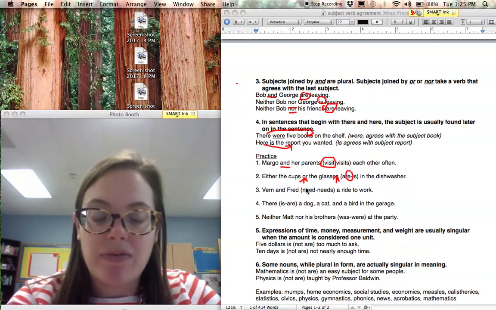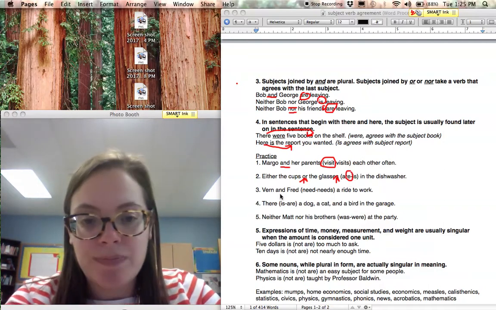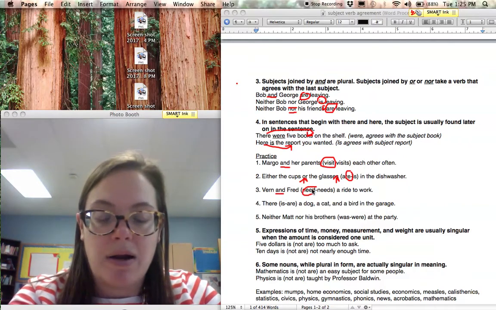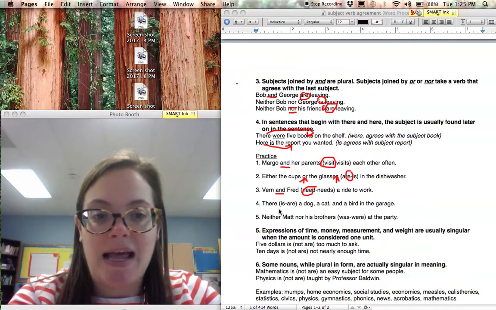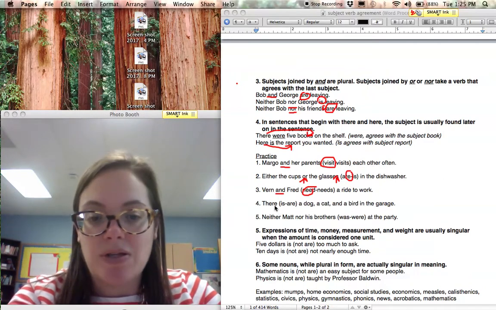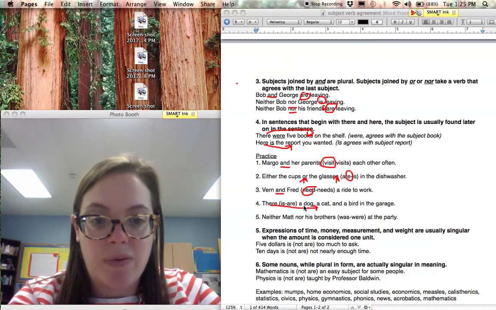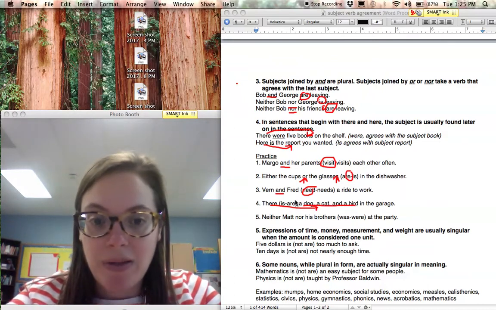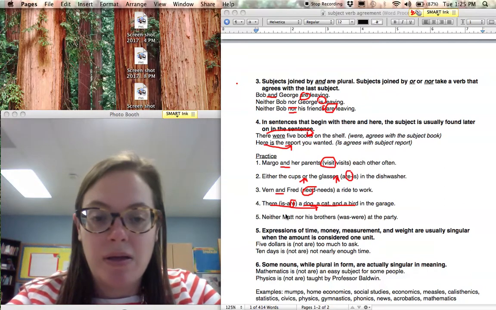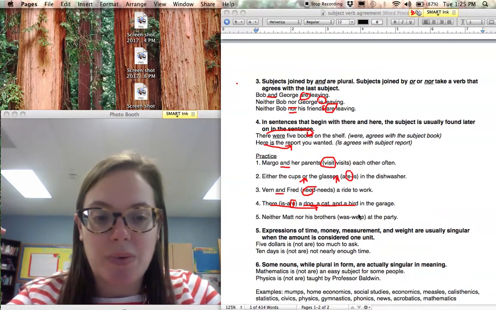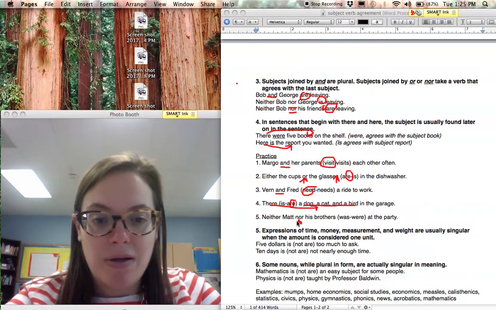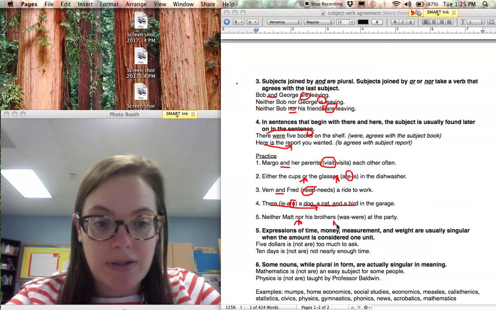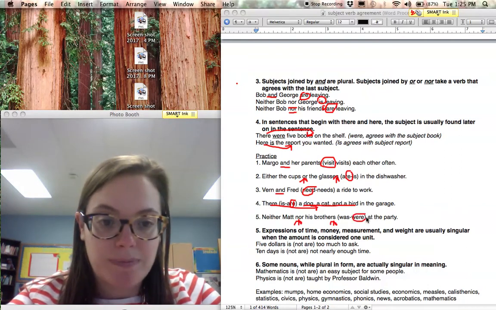Vern and Fred need or needs a ride to work. I got that and, so it's automatically plural. There is or are a dog, a cat, and a bird in the garage. There is referring to the dog, the cat, and the bird, which is plural because I'm talking about these three things. So I'm going to go with are. Neither Matt nor his brothers was or were at the party. I got a nor, so I've got to look at the subject that comes closest to the verb. Brothers is plural, so I'm going to go with were.